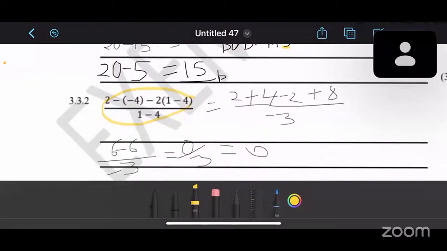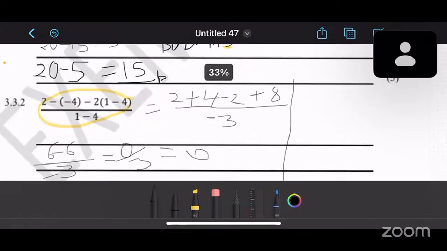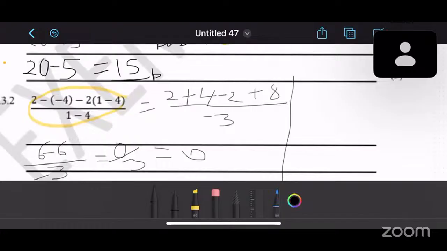Wait. Guys, ma'am, I got a different answer. Let's hear about it. How is it different? Ma'am, I started by saying 2 plus 4 plus 6. Yes. Ma'am, how did you get the plus 6?